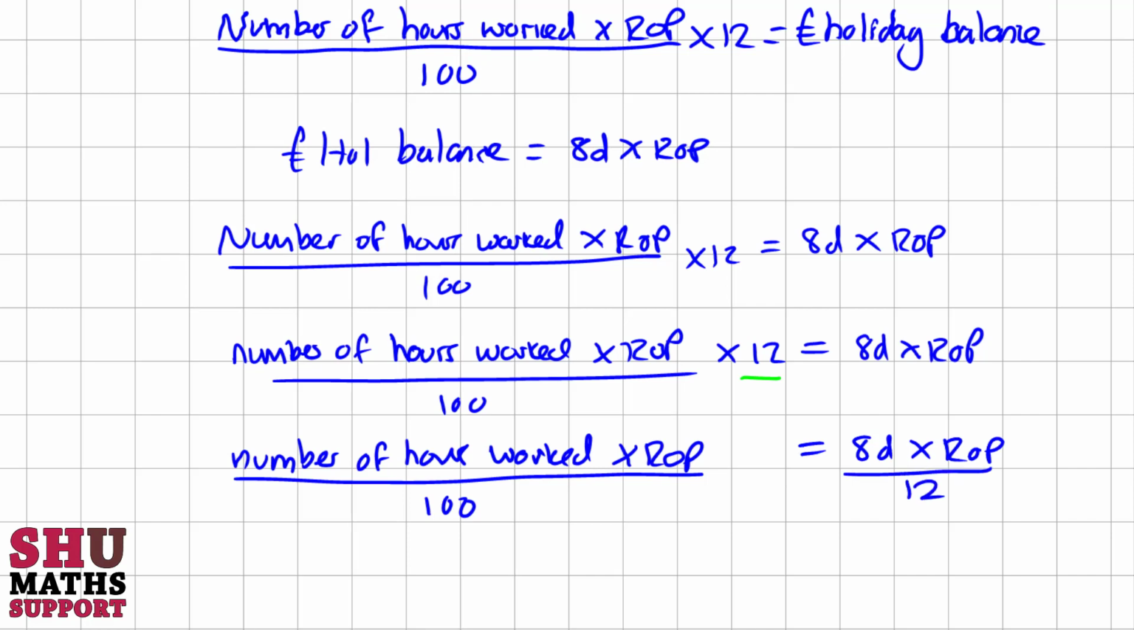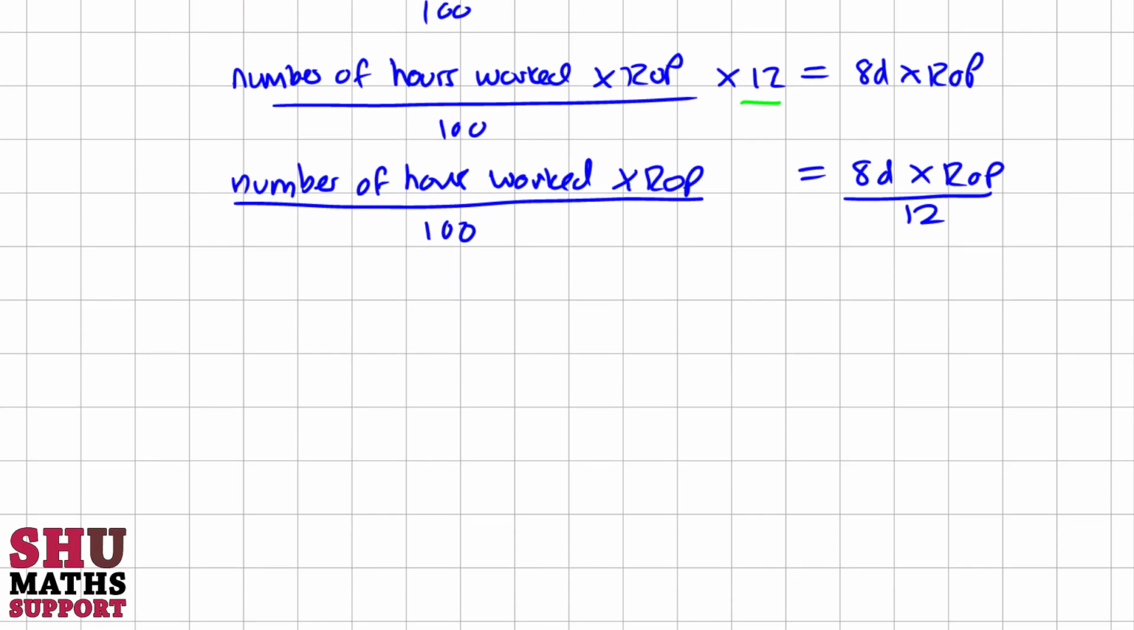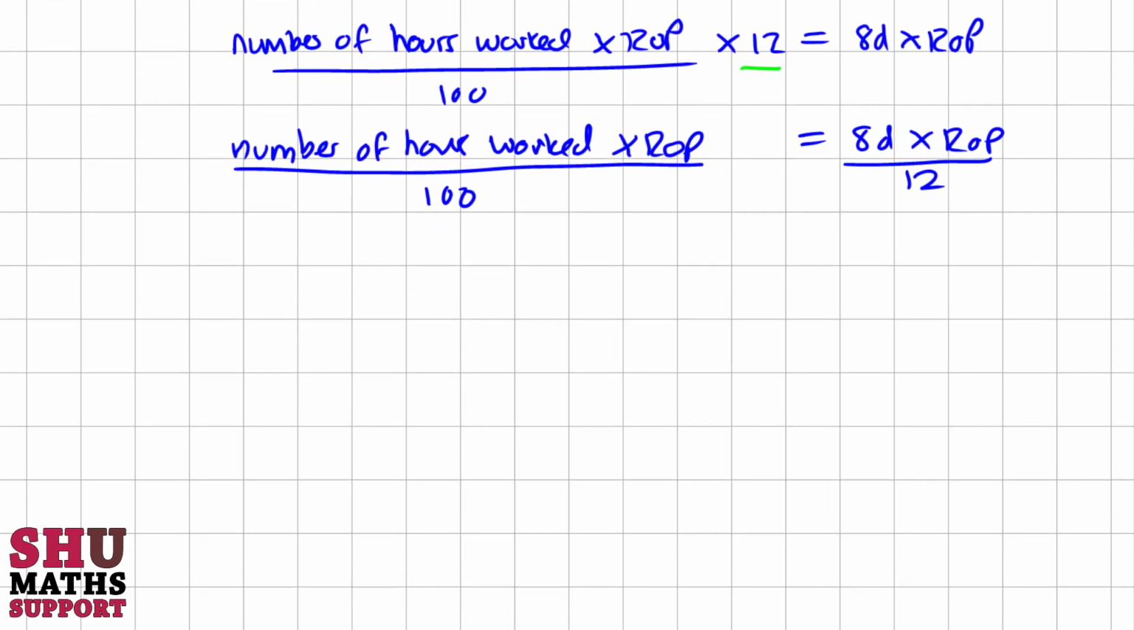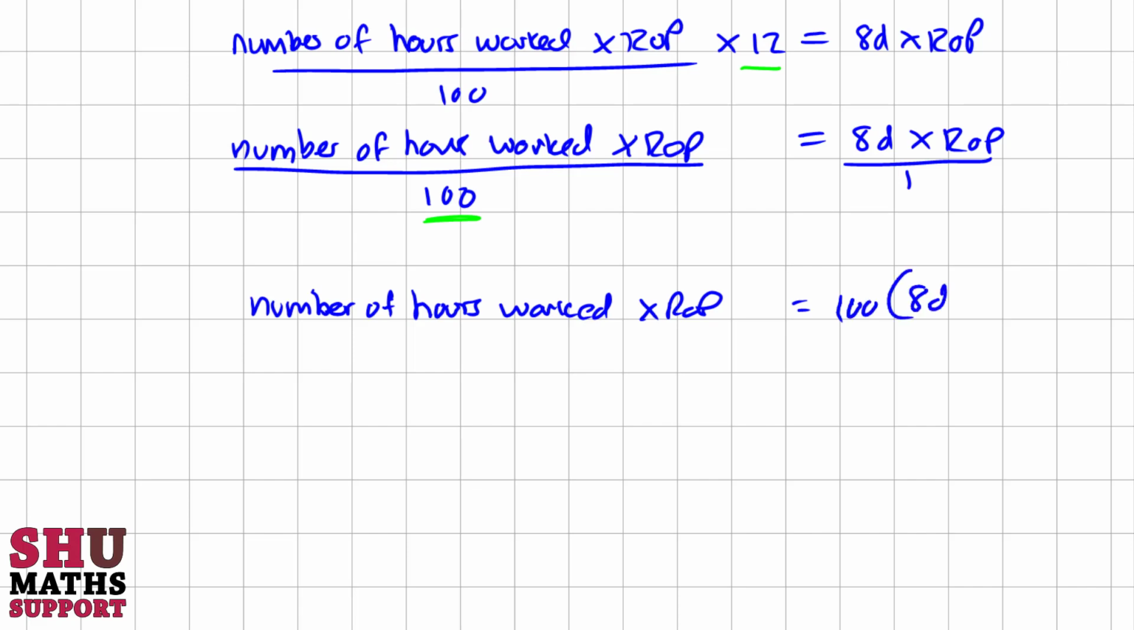And then next, what we want to do is get rid of the fraction on the left-hand side, so we need to move the 100 to the right-hand side. So we need to get rid of the divide by 100 on the left-hand side. In order to do that, we need to times both sides by 100. So on the left-hand side we have number of hours times by the rate of pay is equal to 100 times by 8d times by the rate of pay divided by 12.